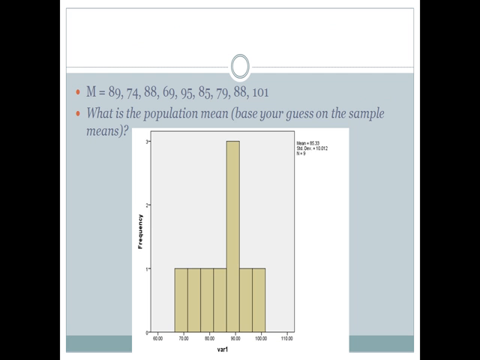So here we have graphed our 10 sample means. What would you guess is the population mean based on these sample means? A good guess is to take the mean of these separate sample means, but that itself is going to be subject to sampling error. The mean of these 10 separate means is 85, but there's still probably some sampling error there.